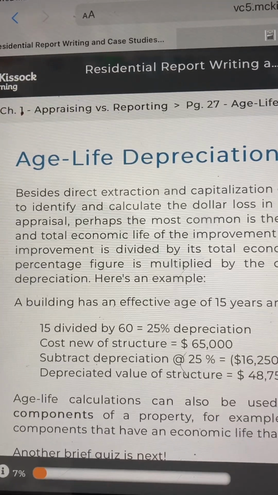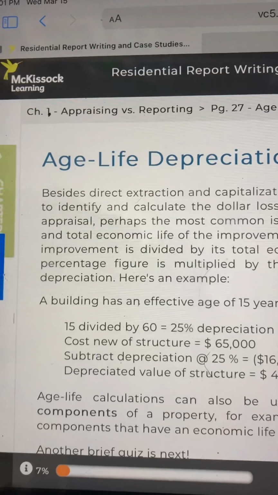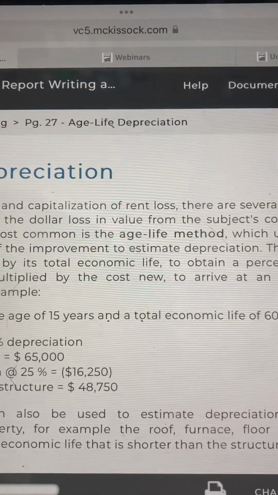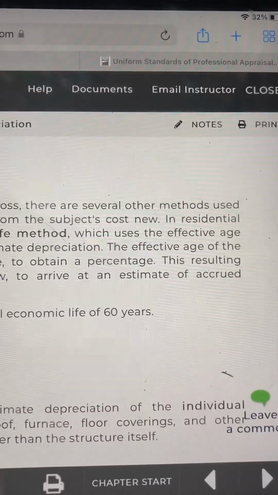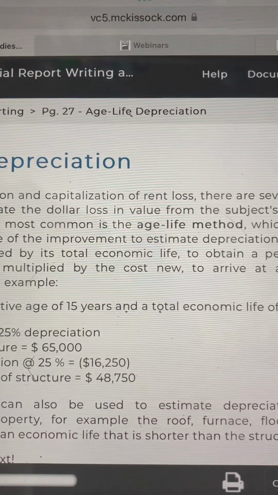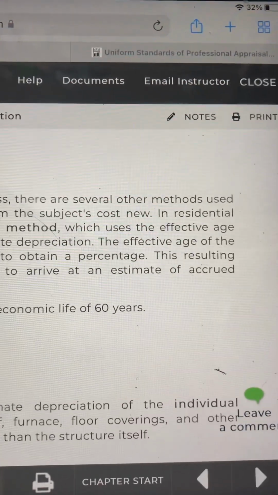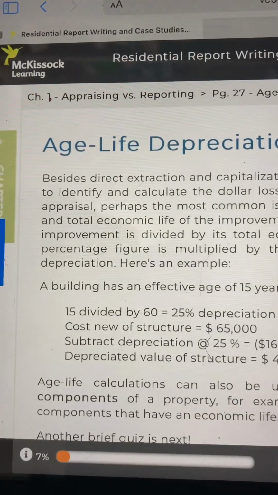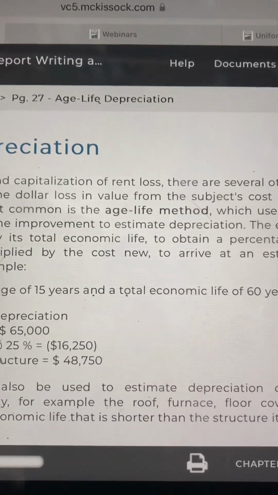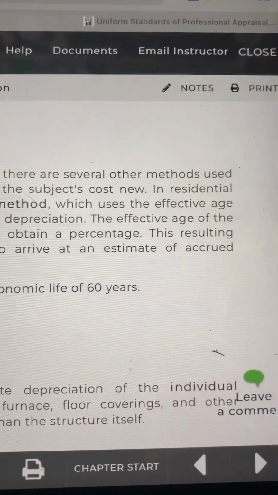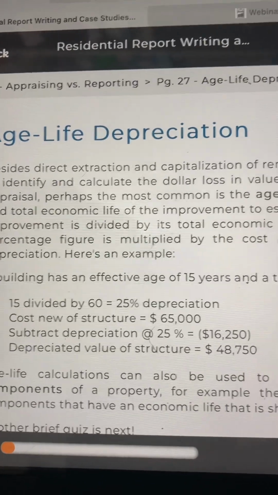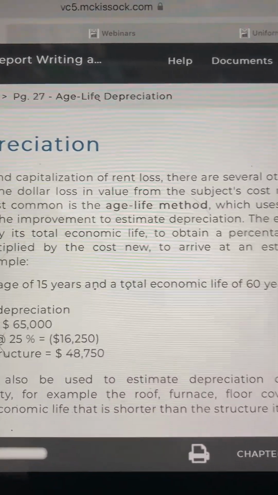Page 27, age life depreciation. Besides direct extraction and capitalization of rent loss, there are several other methods used to identify and calculate the dollar loss in value from the subject's cost new. In residential appraisal, perhaps the most common is the age life method, which uses the effective age and total economic life of the improvement to estimate depreciation.